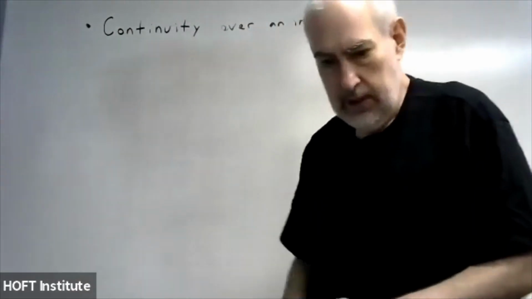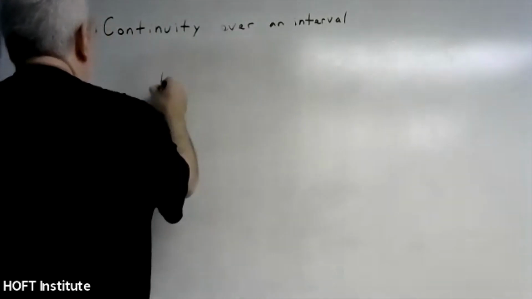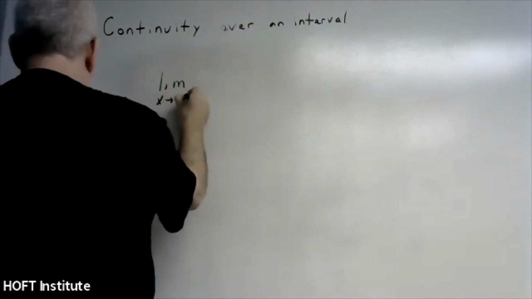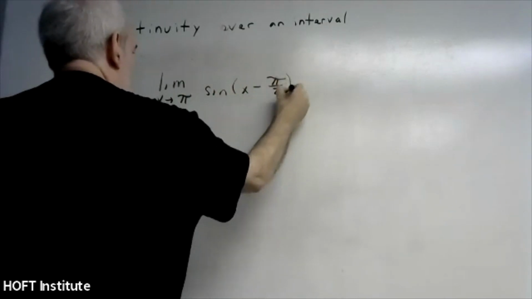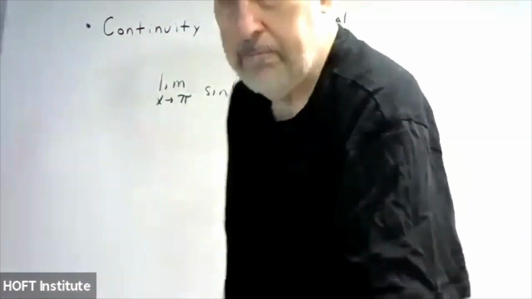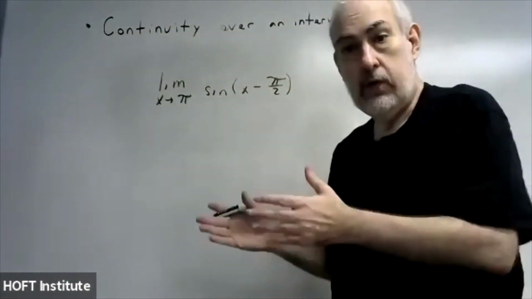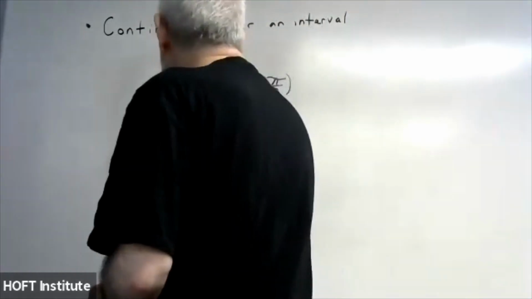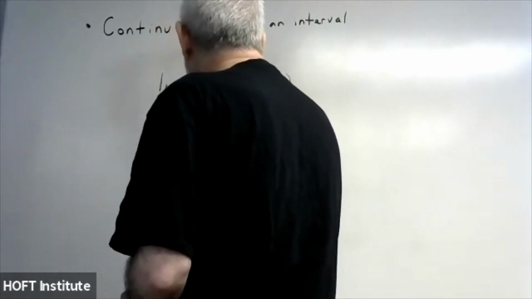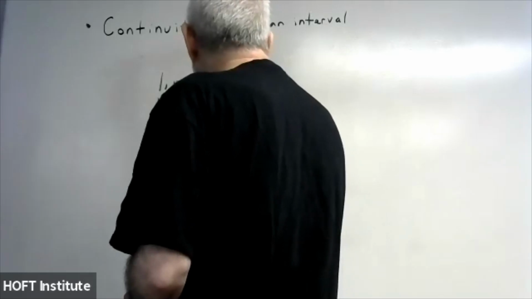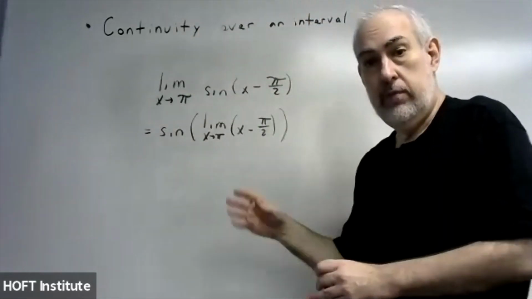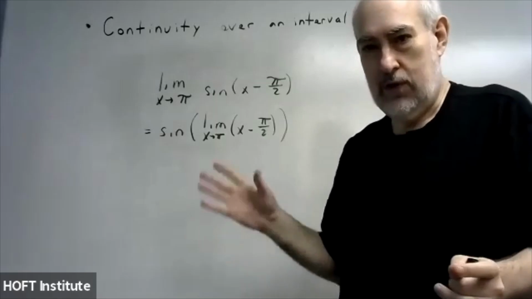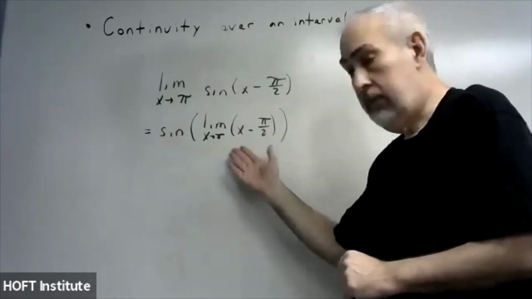I think I may have one example for this. Yeah, so let's use the limit law for the limit as x approaches pi of sine of x minus pi over 2. So we know that sine is a continuous function, and therefore we can factor out the sine like that. Now this is assuming that this limit exists, because if it doesn't exist, the whole thing fails. But now let's see if this exists.